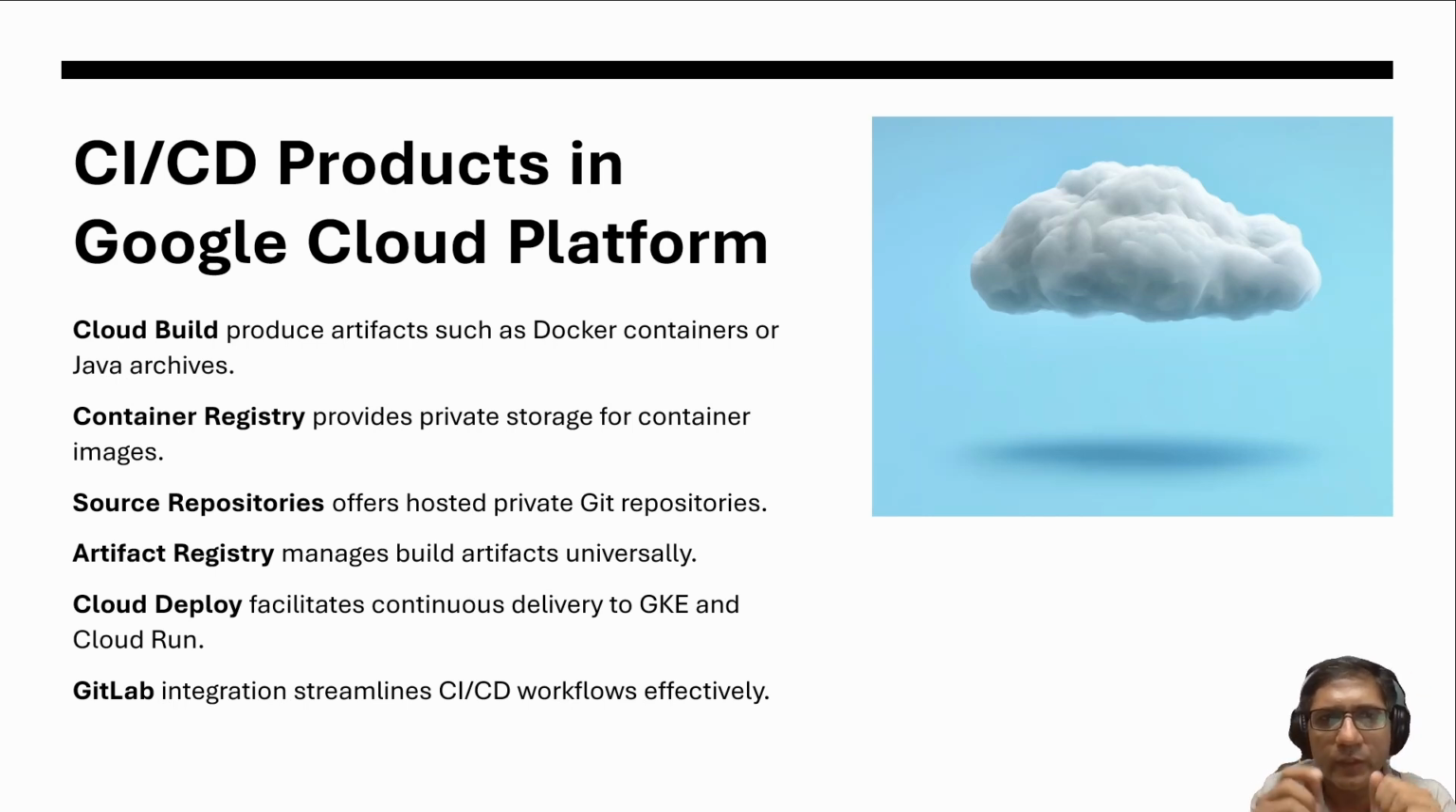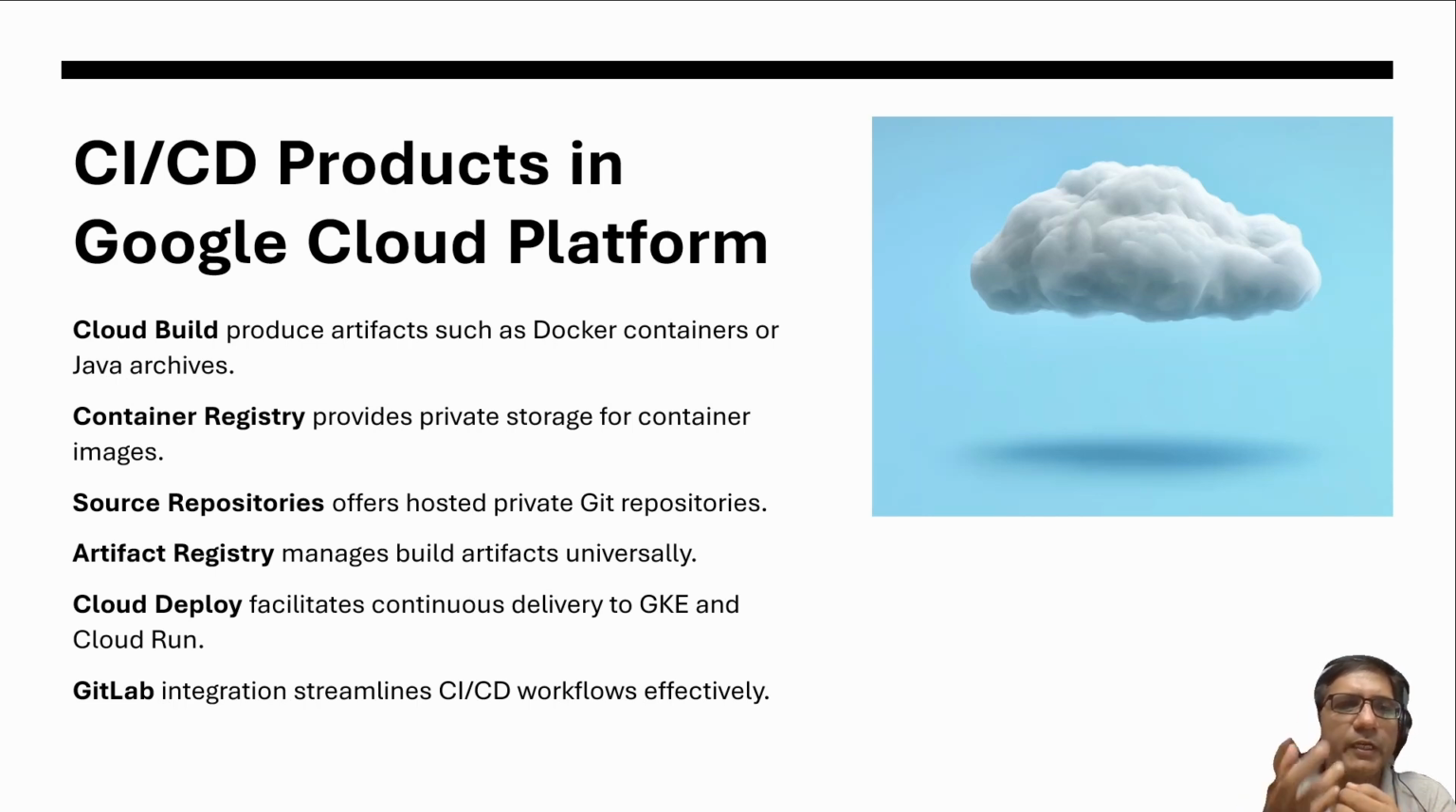So instead of you doing it locally and then coming up with a Java archive, you could just upload your code to a source repository. From there, it could trigger and go to Cloud Build. Cloud Build will actually build the artifact and send it to Artifact Registry. From there, Cloud Deploy can push it inside maybe Cloud Run or whatever service you want to use. So that makes the whole CI/CD process for you.